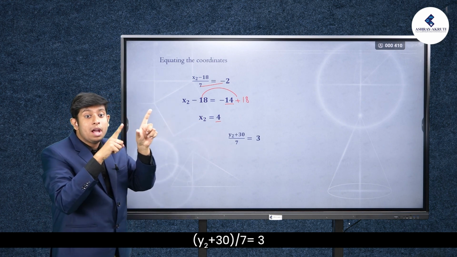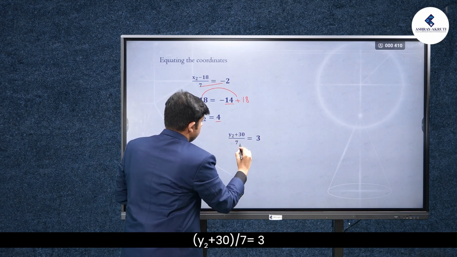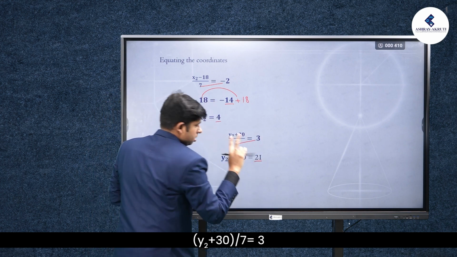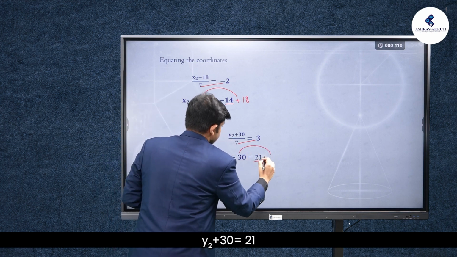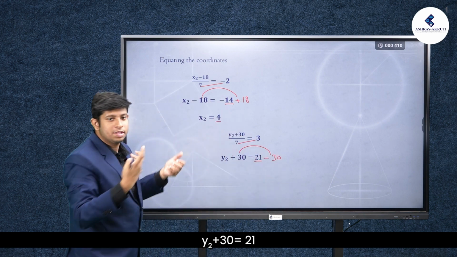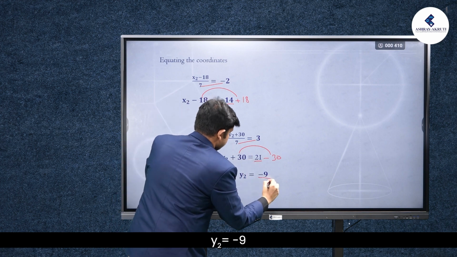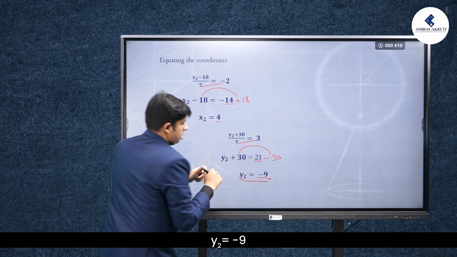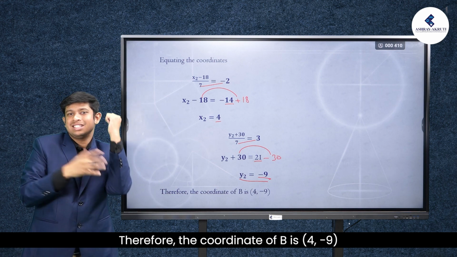Similarly, (y2 plus 30) by 7 is equal to 3. y2 plus 30 is equal to 21. y2 is equal to minus 9. Therefore, the coordinate of B is 4, minus 9.